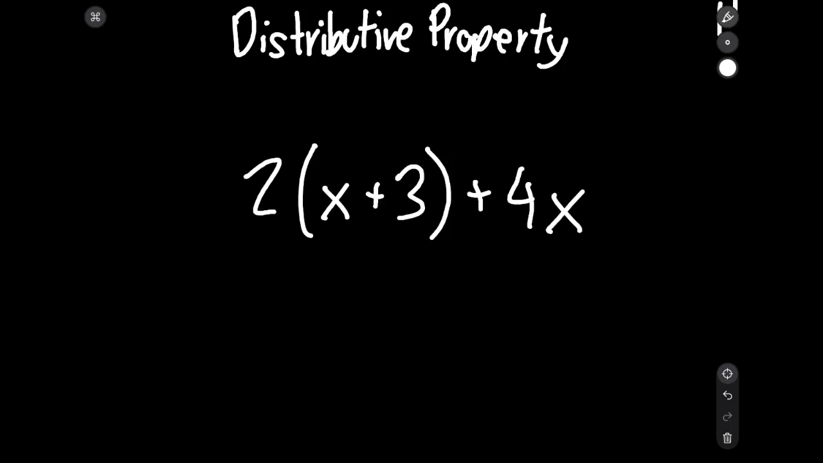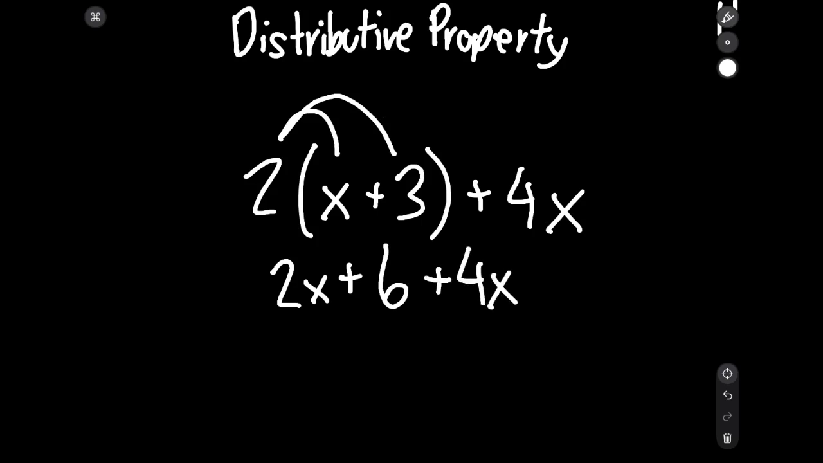For our third example, we have 2 times x plus 3 plus 4x. This might look a little confusing at first, but it's very simple once we break it down. So first, we must multiply x by 2. So we get 2x. And then we must do 2 times 3. So then we get plus 6. And then since the 4x isn't inside the parentheses, we just attach 4x to the end of the last answer.